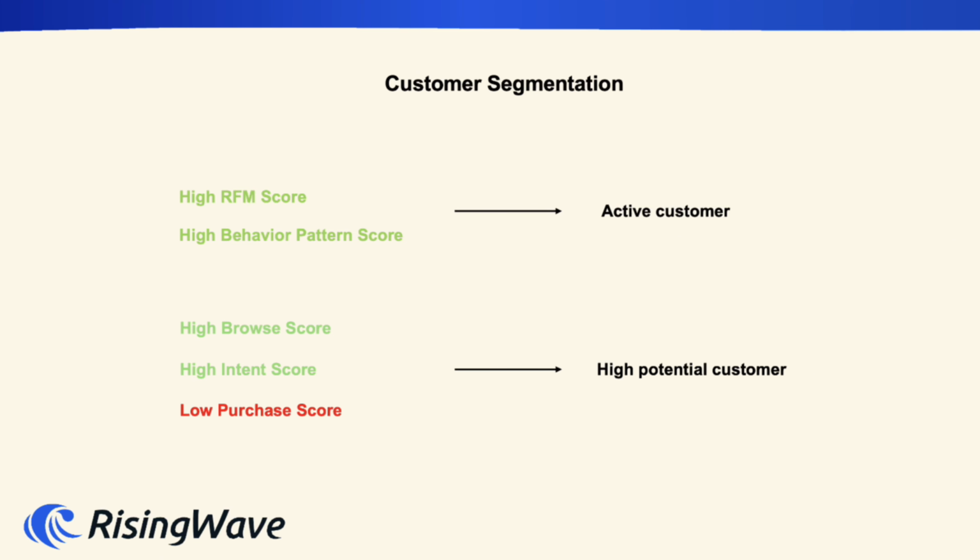Meanwhile, a user with high browse scores and intent scores, but a low purchase score, will be categorized as a high potential customer. Due to the incremental update feature of RisingWave's materialized views, when a user uses the e-commerce platform, their score will be updated in real time based on browsing data. Therefore, our customer segmentation is highly real-time.